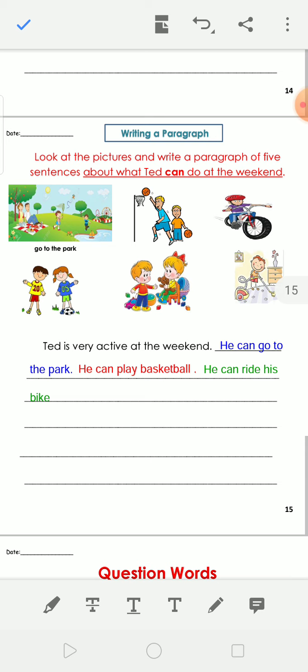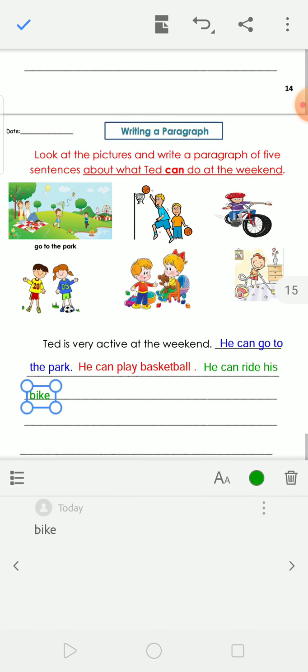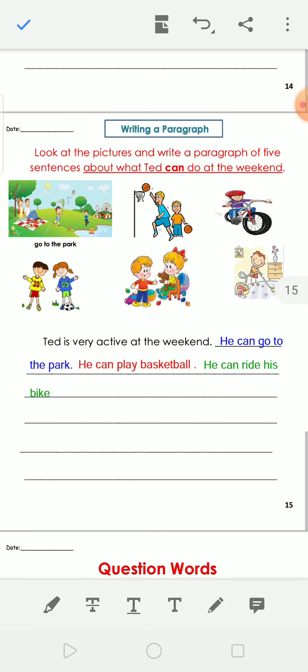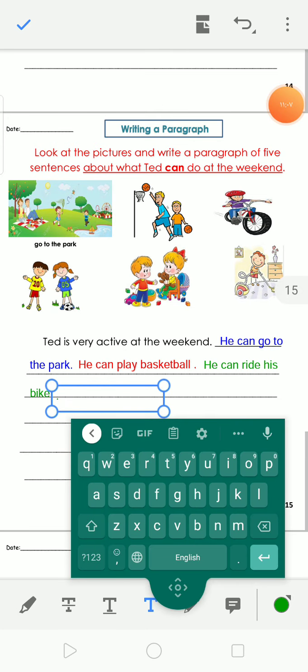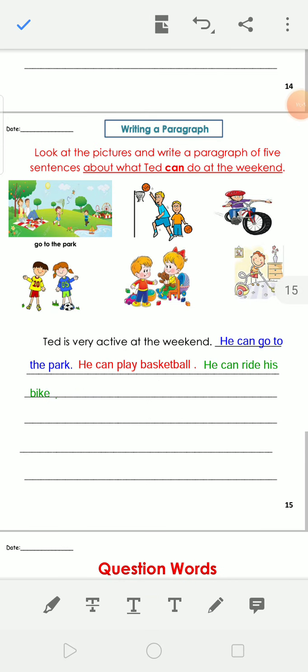I finished. What's wrong? Yes, excellent. I'm sorry, I forgot to put the full stop at the end. I'm gonna do it right now. I did it.